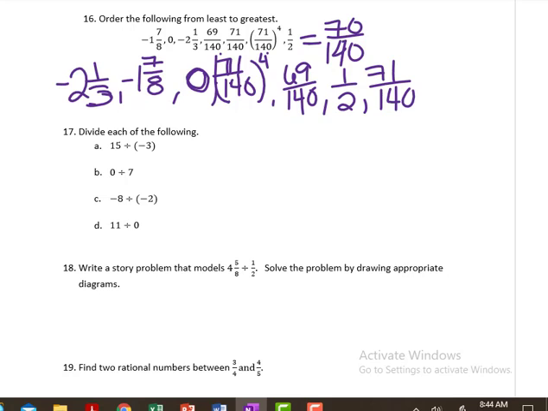Number 17, divide each of the following. 15 divided by -3 would give me -5. 0 divided by 7 is 0. -8 divided by -2 gives me 4. 11 divided by 0 is undefined.